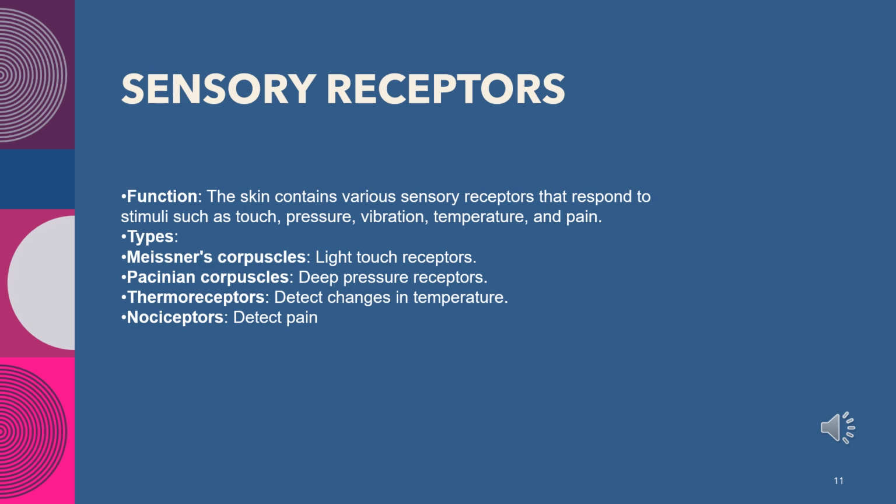Sensory receptors in the integumentary system. The skin consists of sensory receptors that respond to stimuli such as touch, pressure, vibration, temperature and pain. The types of sensory receptors are Meissner's corpuscles, Pacinian corpuscles, thermoreceptors, nociceptors. Meissner's corpuscles receive the light touch. Pacinian corpuscles receive the deep pressure. And thermoreceptors detect the change in temperature. Nociceptors detect the pain.